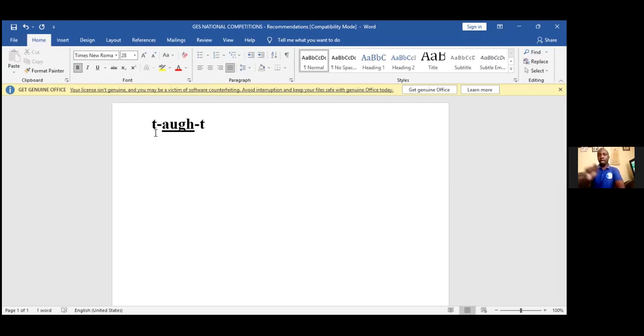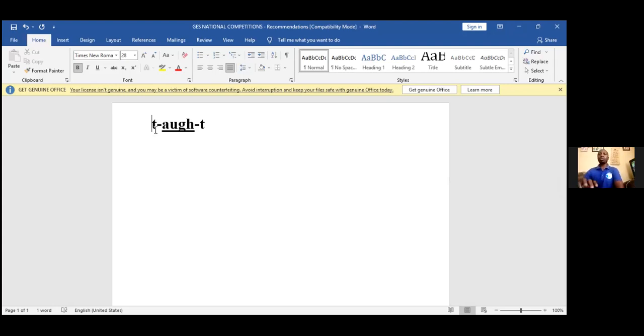You draw a dot under T and you put a line on AUGH, and then you put a dot under T. So the children will know that when there is a dot, that sound is made up of 1 letter. When there is a line, that sound comes from more than 1 letter. They can be 2, 3, or 4. Therefore, the children will know that what the teacher has underlined is pronounced together. What the teacher has underlined is read at once.